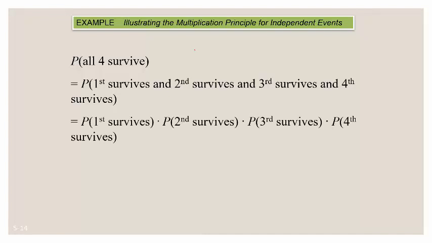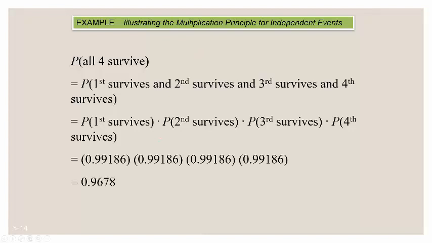Well, we know that it's independent, so it's just the probability the first survives times the probability the second survives, and so on and so on, which is just 0.99186 raised to the 4th power. And when you do that, you get 0.9678. So when I ask questions like, what's the probability they all survive or all of this happens, just write it: the first happens, and the second happens, and the third happens, and the fourth happens, and so on.